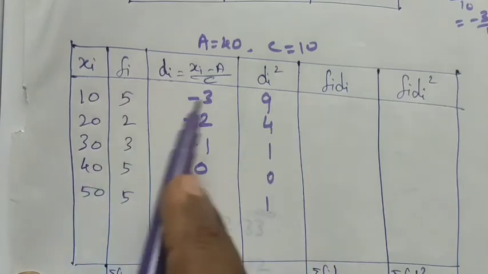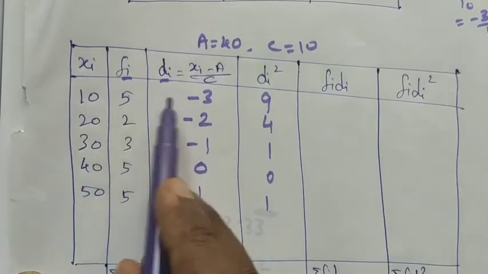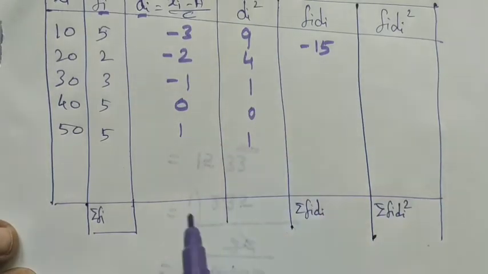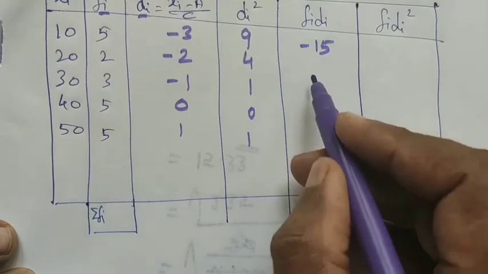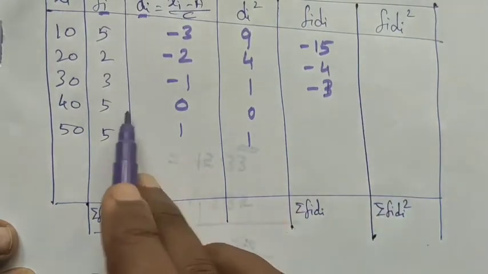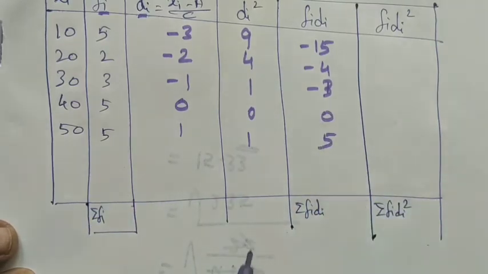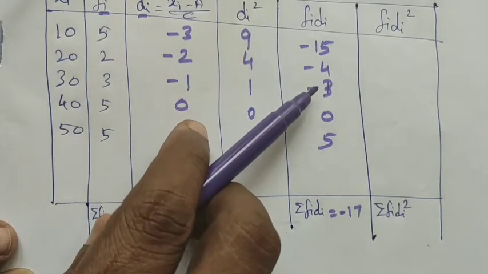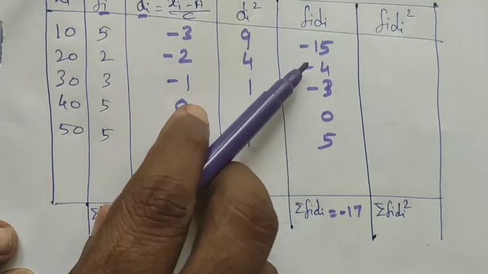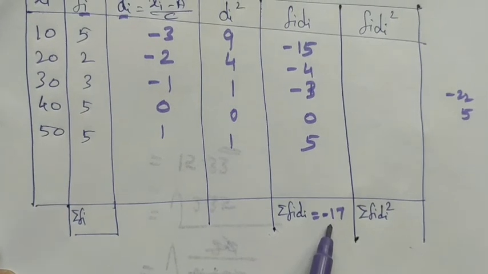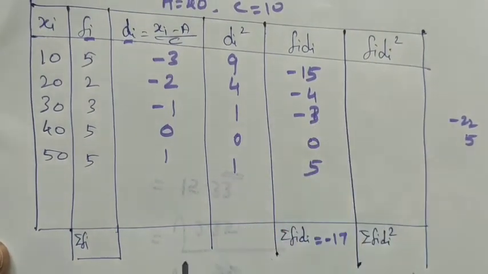Now we have to multiply fi and di. 5 threes are 15, and here we have the negative symbol, so minus 15. 2 into minus 2 is minus 4. 3 into minus 1 is minus 3, and then 0, and 1 into 1 is 1. So we add these terms: the sum of the negative terms is minus 22, and minus 22 plus 5 is equal to minus 17. So we have the sum of fi di.